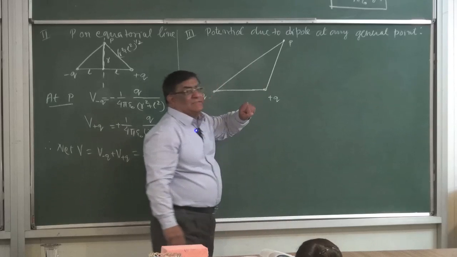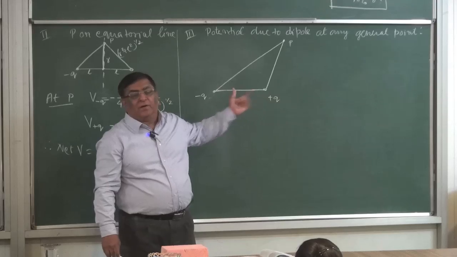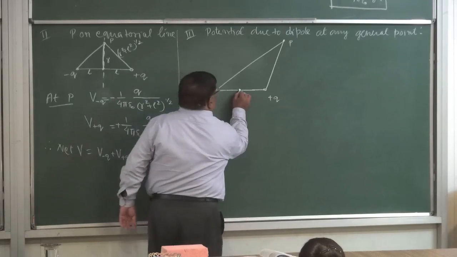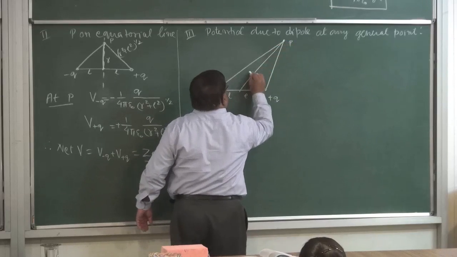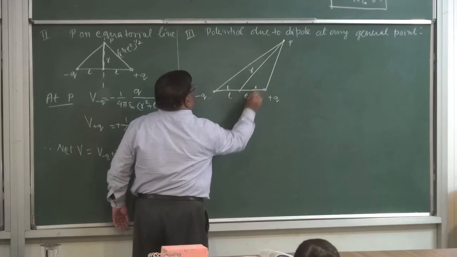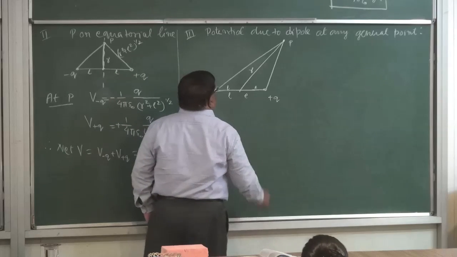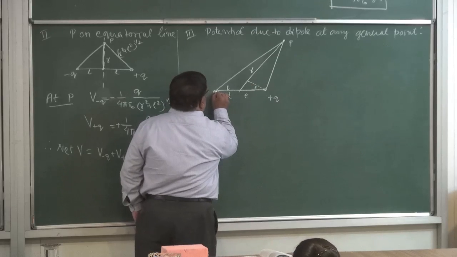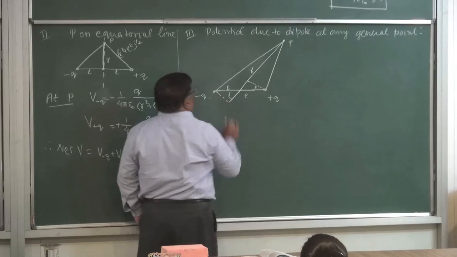The distance of P is R from the dipole. Where is the R measured from? The answer is the distance is always measured from the center of the dipole. So here is the center, and this is R. This is L, this is L. Okay. Now what we do, make a perpendicular from here and make a perpendicular on extended R.